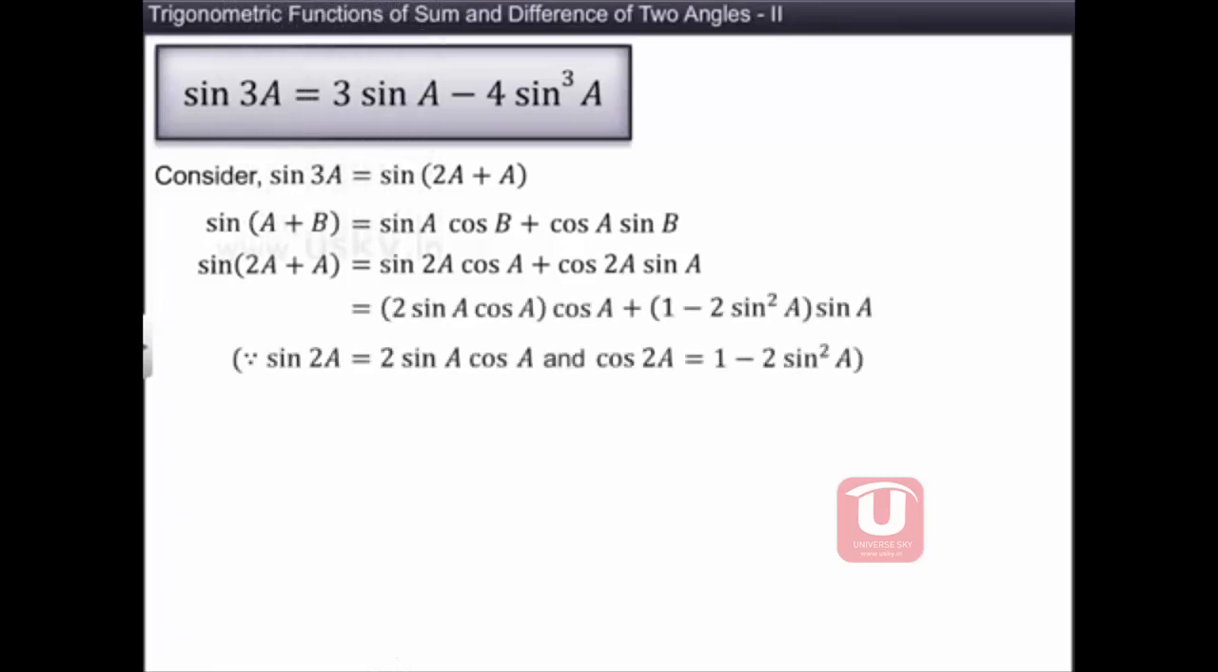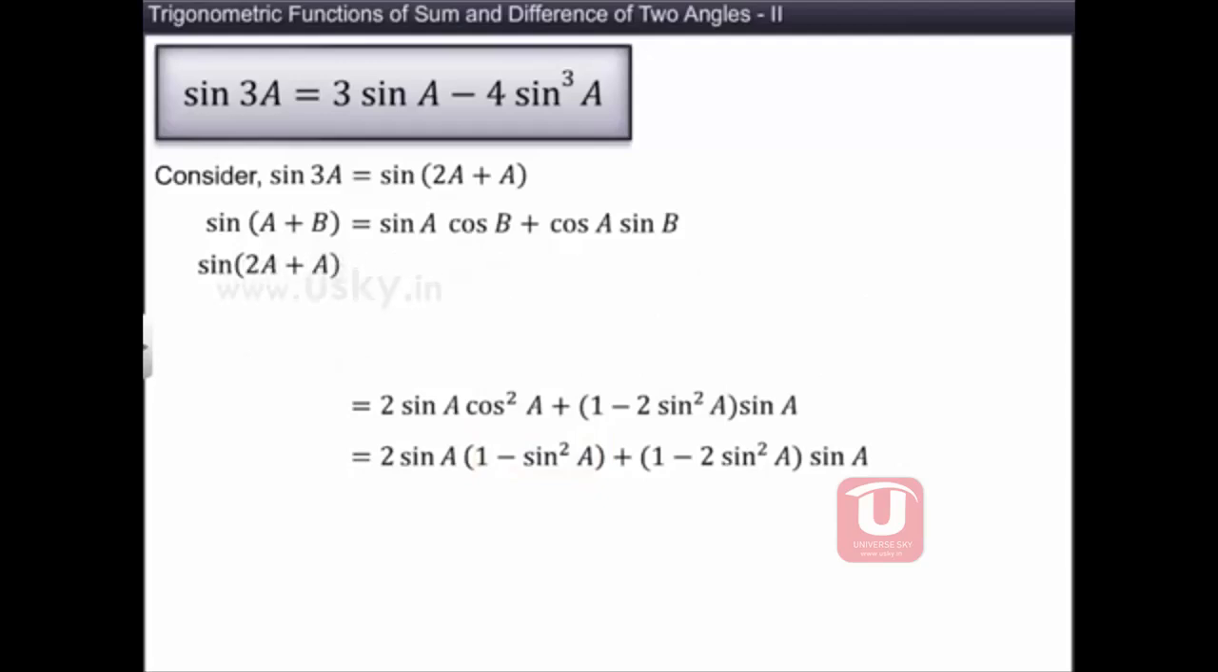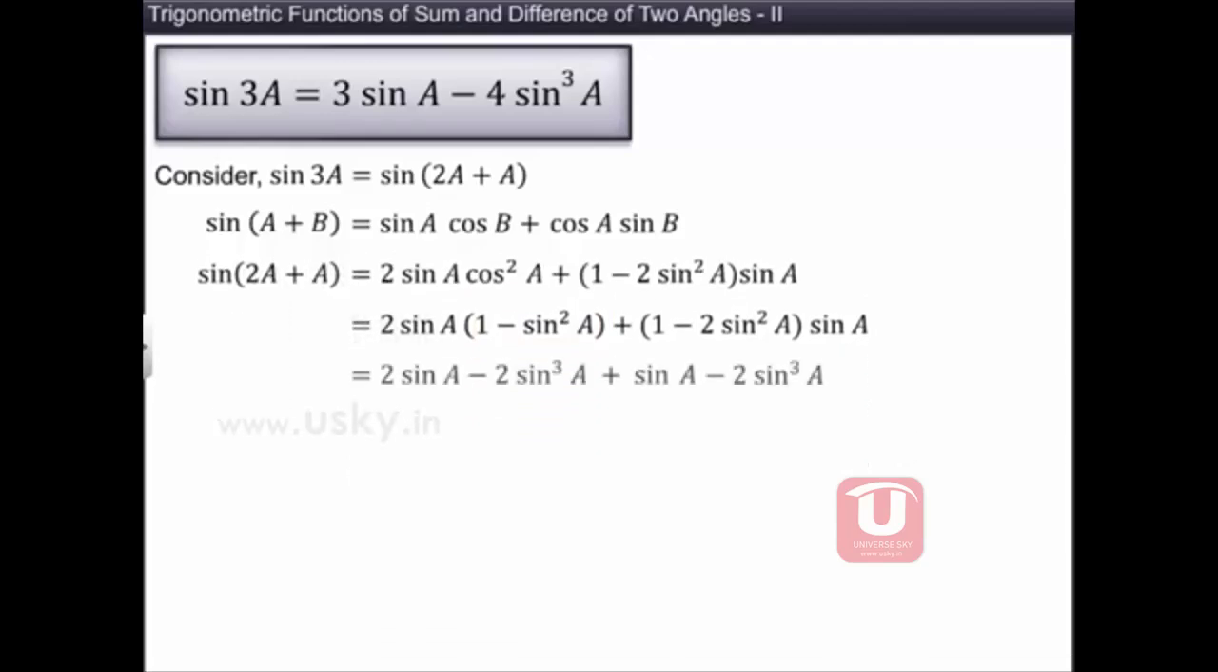Now, sin 2A is equal to 2 sin A cos A, and cos 2A is equal to 1 minus 2 sin square A. On substituting, we get 2 sin A into cos square A plus 1 minus 2 sin square A into sin A. Substituting cos square A is equal to 1 minus sin square A, we get 2 sin A minus 2 sin cube A plus sin A minus 2 sin cube A.